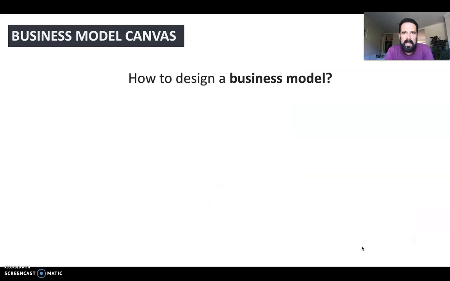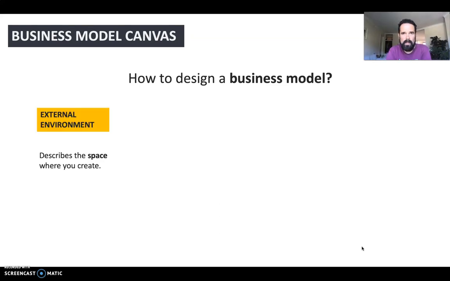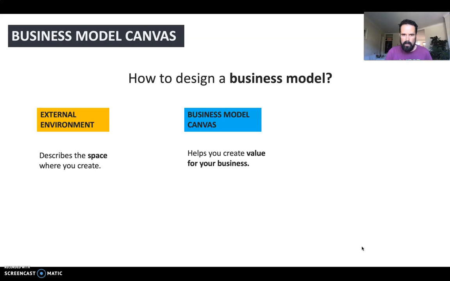How to design a business model? We can normally use 3 different steps. The first step is we need to analyze our external environment. This means describing the space where you are going to create this product or this service. We did that during the first and second week when you tried to define your challenge. Remember when you did your field work.